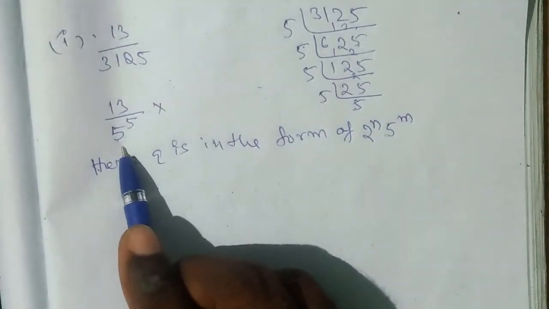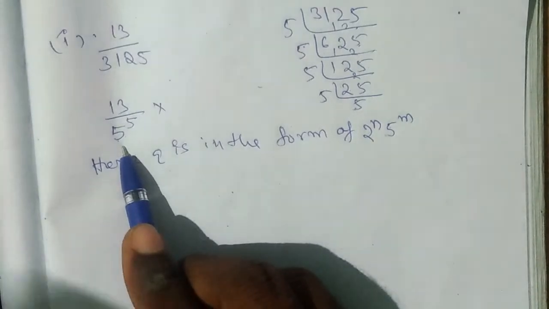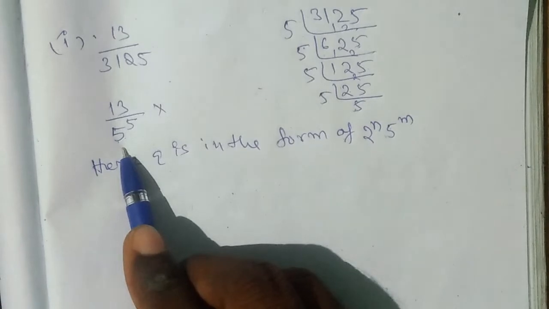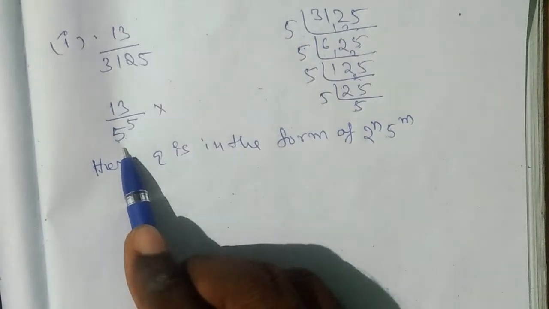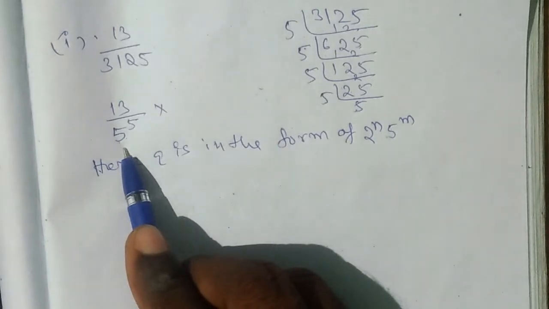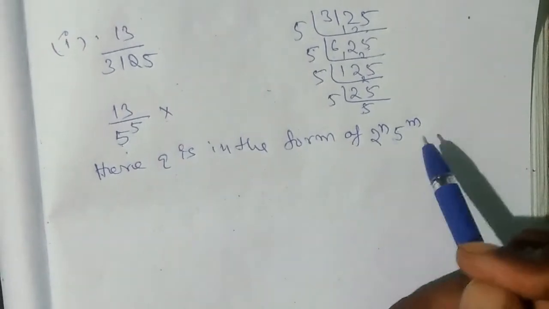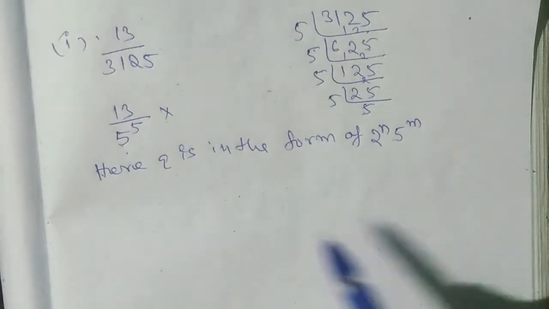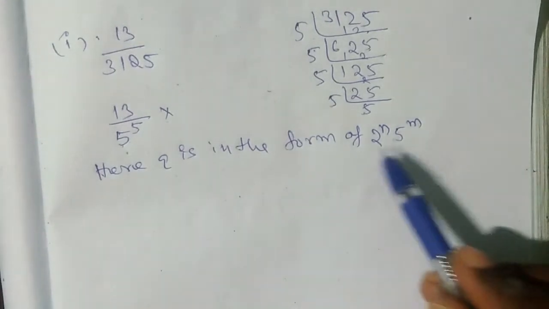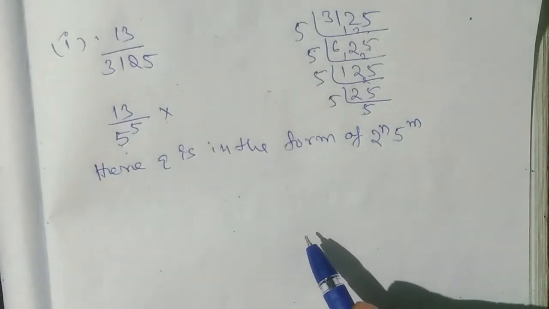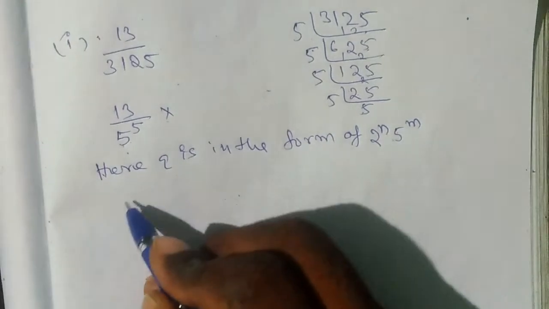There is a 5 only, but if you multiply and divide numerator and denominator with 2 to the power of 5, we can get the form of 2 to the power of n and 5 to the power of m. That's why I wrote like this. So Q is in the form of 2 to the power of n and 5 to the power of m, which is a terminating decimal.